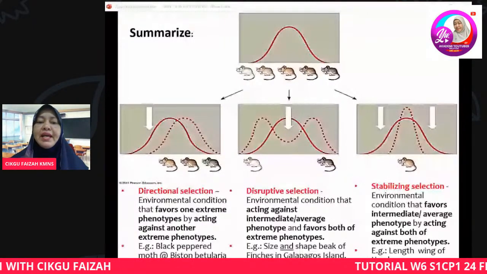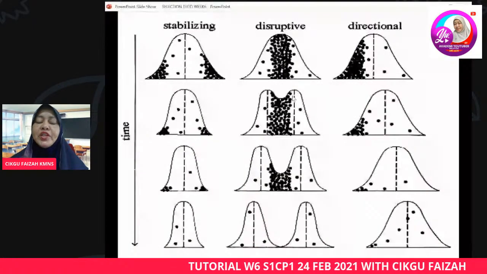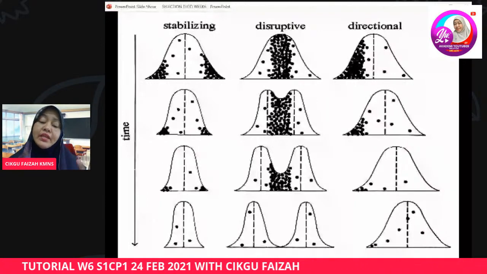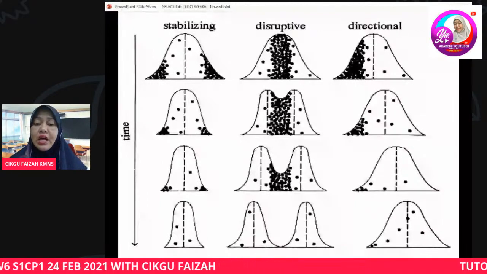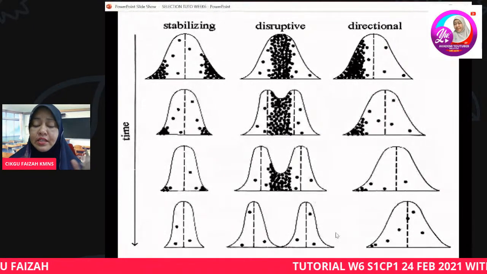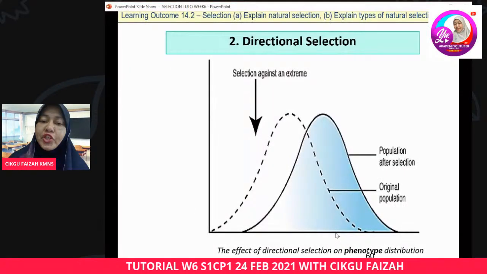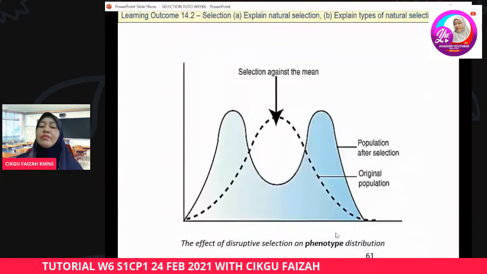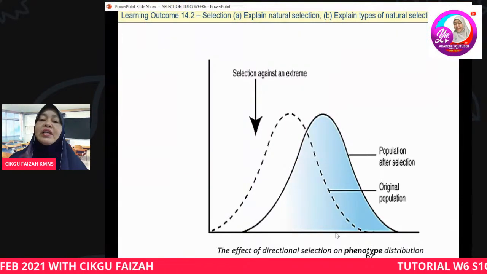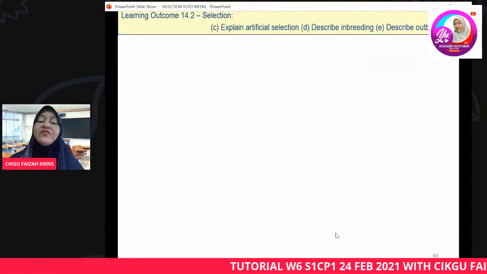Stabilizing: the population reduces. The black ones here are the individuals, sorry class. So eventually it will produce this type of curve. What is this, class? Stabilizing. What is this? Directional. What is this one? Disruptive. Alright, good.